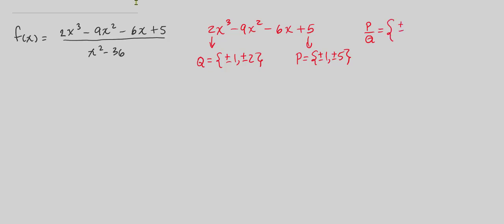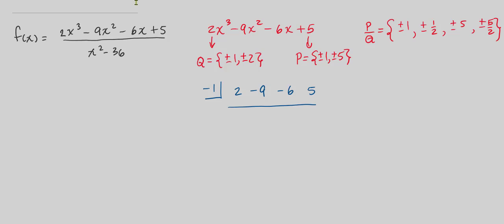We do all the p's over all the q's. So 1 over 1, 1 over 2, 5 over 1, and 5 over 2. So here are all the possible rational zeros. I did a little work ahead of time and I found that -1 was a rational zero, so let's just verify that. I'll use synthetic division with the coefficients of the numerator.